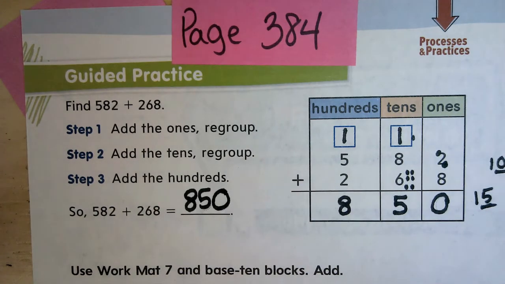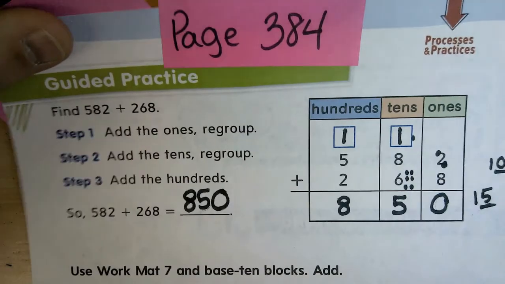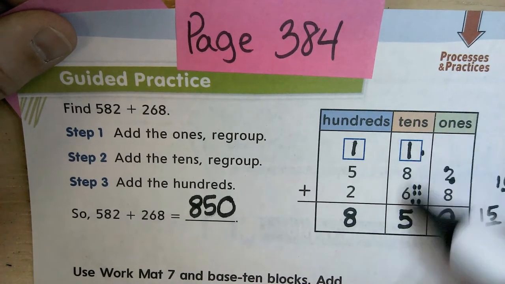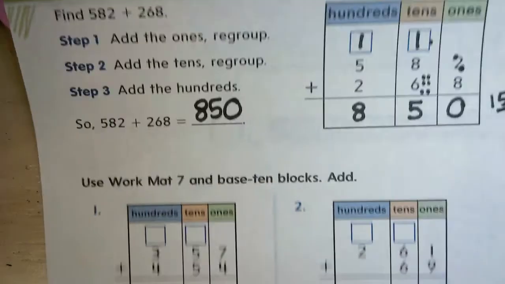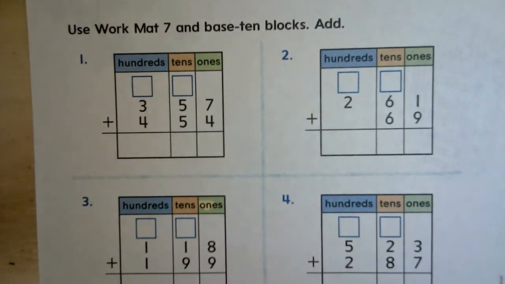All right, we're going to go on a couple more problems together, and then I'm going to let you try one or two on your own before you get started on your independent practice. But all we're doing is practicing adding our ones place, and if we need to regroup, adding our tens place, and if we need to regroup, and then adding our hundreds place. We've practiced all these steps before. Now we're just starting to put it together.